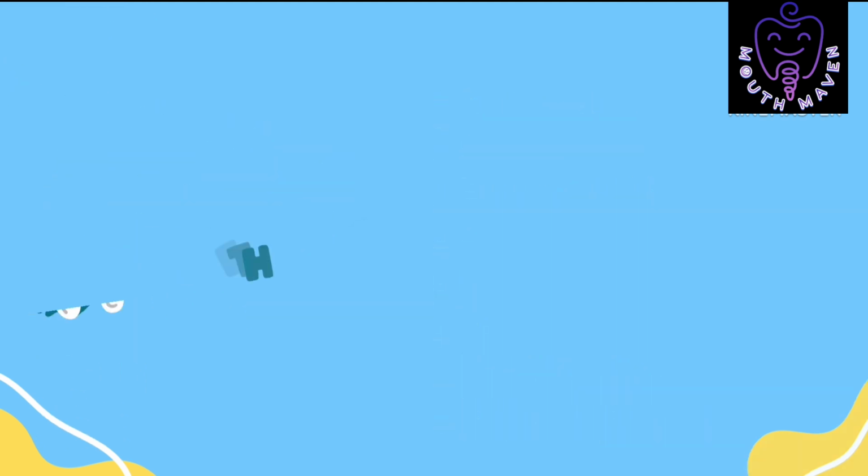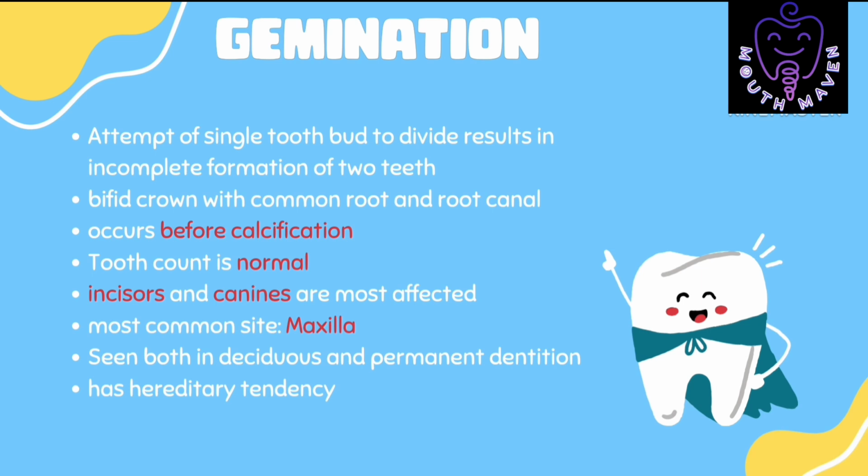Now, the first topic is gemination. It is an attempt of a single tooth bud to divide, which results in incomplete formation of two teeth. In this, a bifid crown is there along with a common root and root canal. It occurs before calcification. Tooth count is normal. Incisors and canines are the most affected ones. The most common site is the maxilla and it is seen both in deciduous as well as permanent dentition.